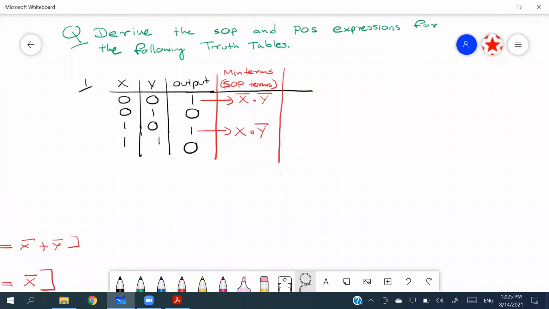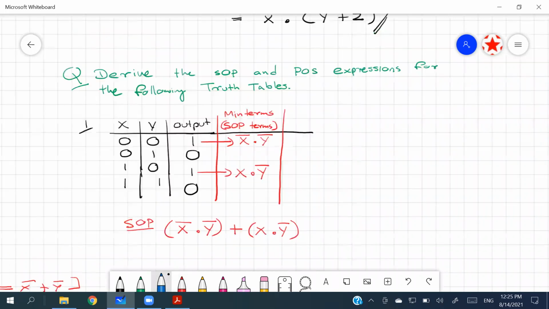Okay, so I'm going to write the SOP. It's going to be x bar dot y bar plus x dot y bar. If you want, you can use the brackets. It doesn't matter if you do not use the brackets.